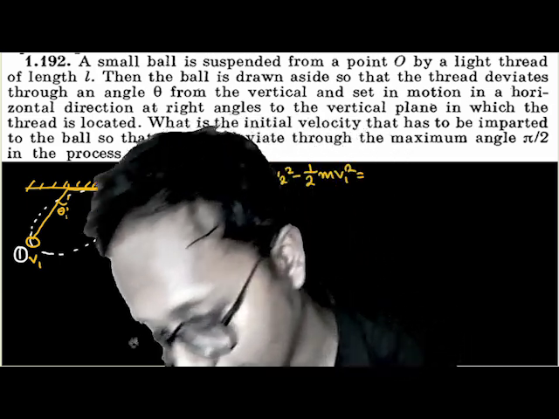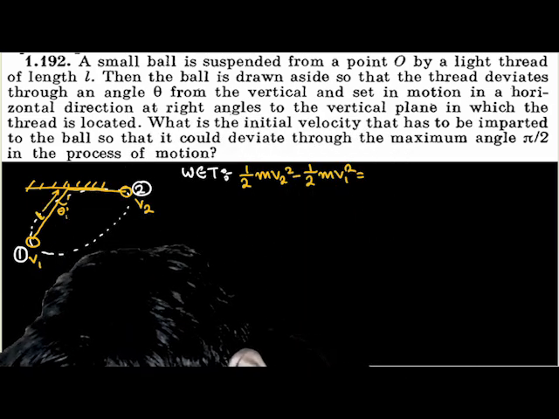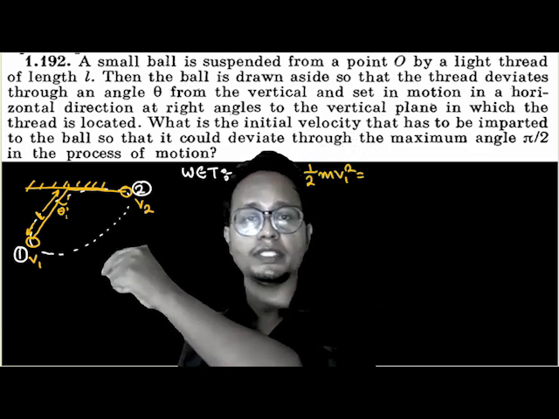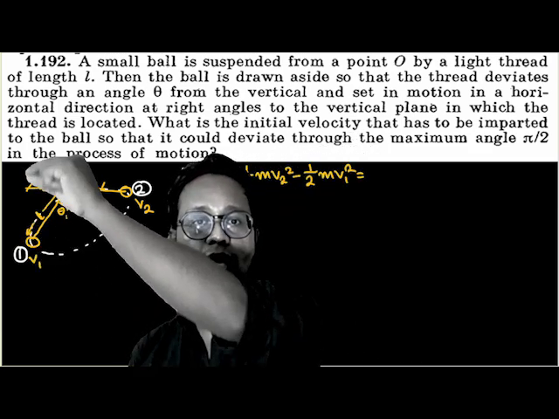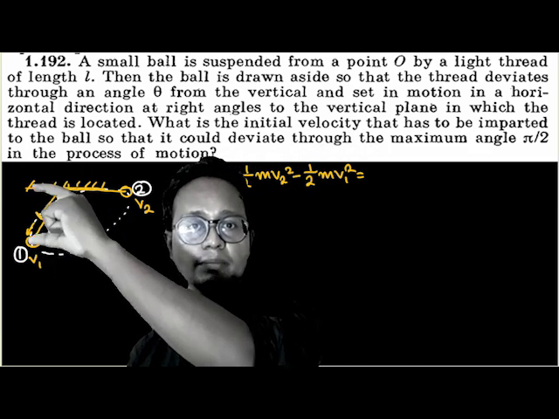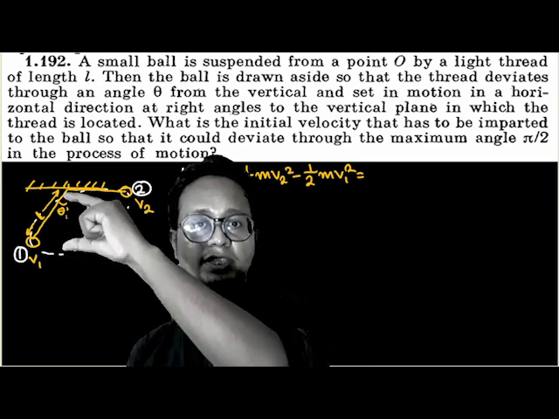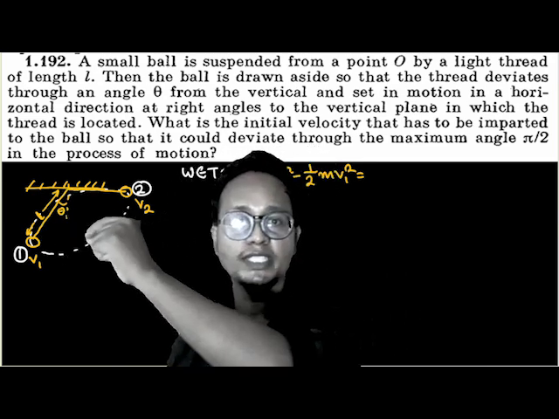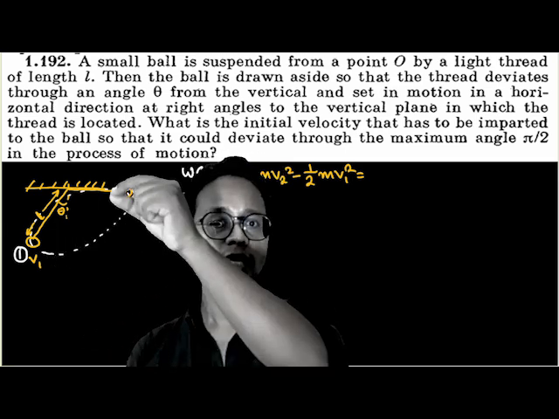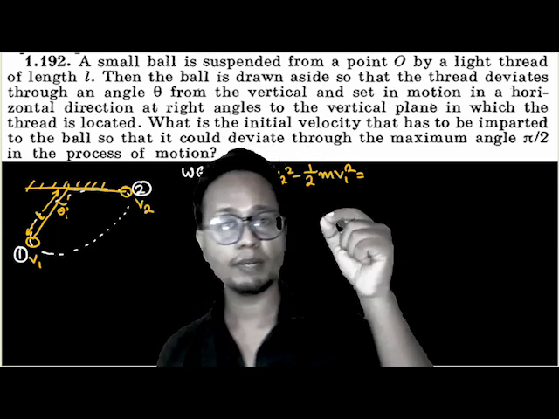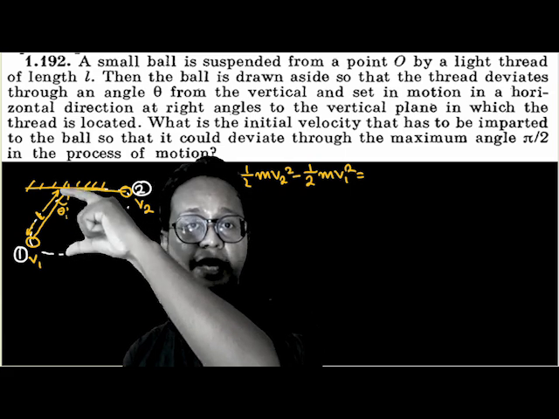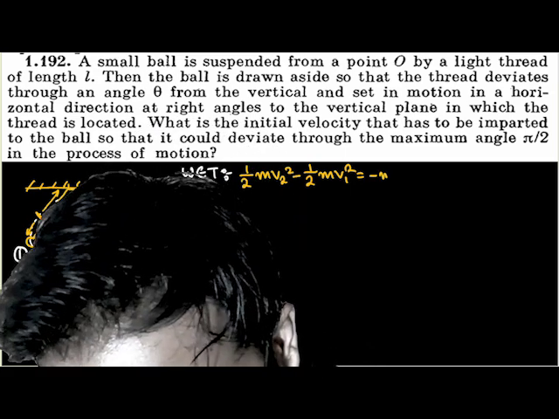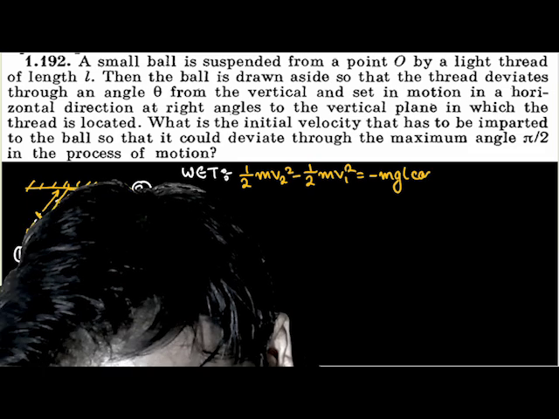See, if the length of the string is L, or given in the question as L, what is the work done by gravity force? The work done by gravity force is nothing but mg into height, isn't it? And the height is nothing but L cos theta. So this much is nothing but the height. And the work done by gravity force is negative because mg is acting in the downward direction, and displacement is happening in the upward direction. So work done by gravity force is equal to minus mgL cos theta.